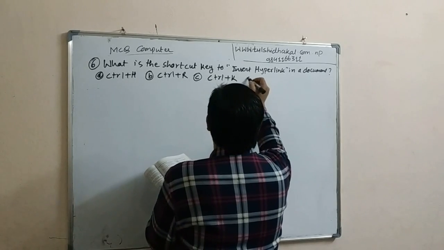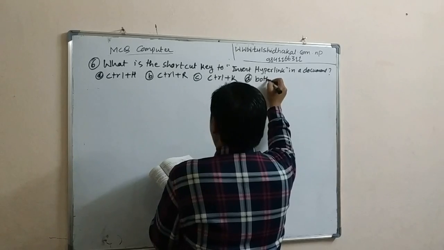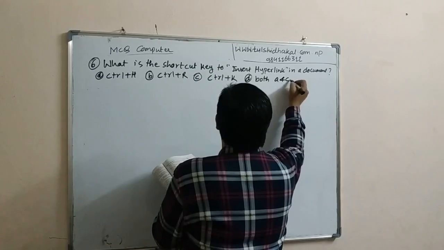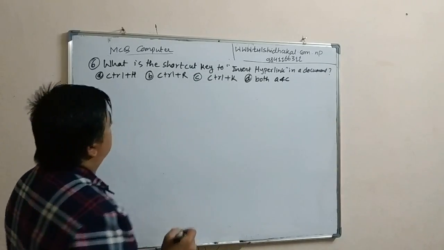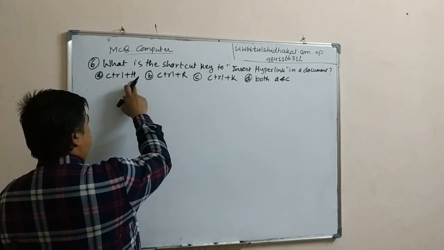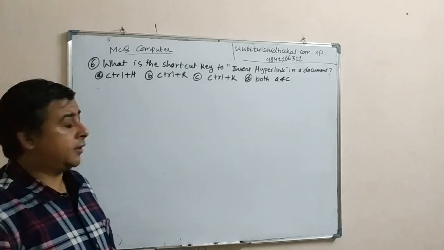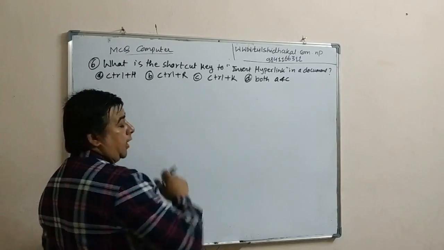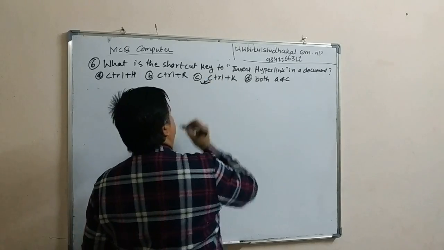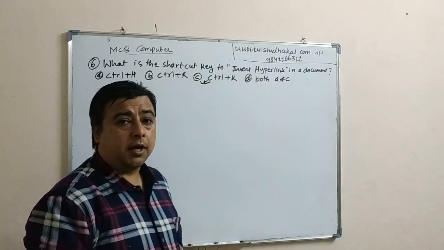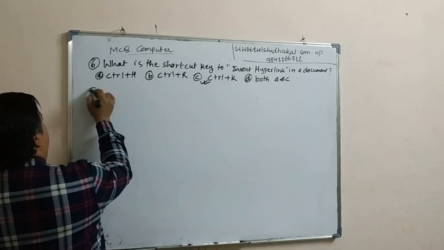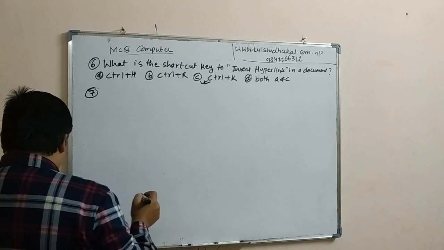And D, both A and C. What is the shortcut key to insert a hyperlink in a document? Control plus H is used for replace. Control plus R is for right alignment. Control plus K is the best answer to insert a hyperlink. That's why option number C is the correct answer. Next question.